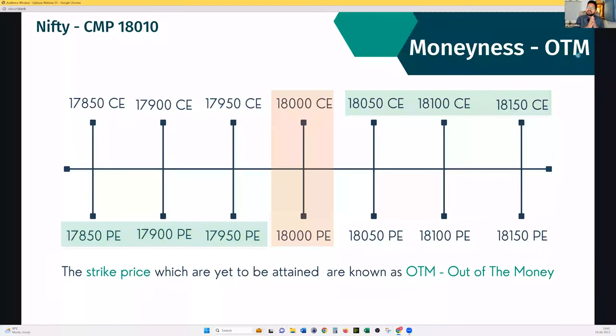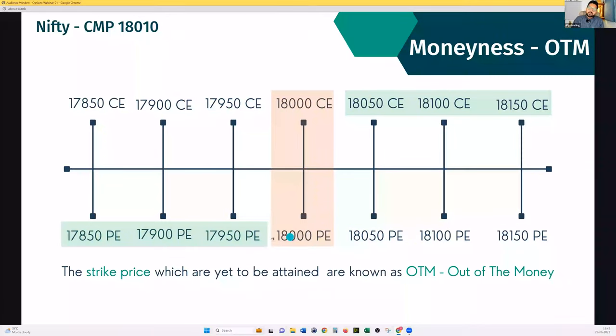Now you understood ATM. ATM is very simple: whichever strike is near to the current market price, we call it ATM. OTM are strikes which are yet to be attained. Mark this phrase, yet to be attained. The market is currently trading at 18,010. For 18,050, the market needs to go there, right? Hence it's a call option. The market needs to travel from 18,000 to 18,050, and from 18,050 to 18,100. Hereafter only the price needs to go over there.